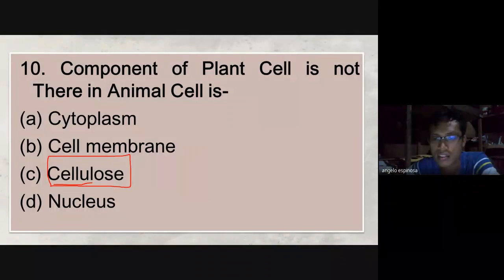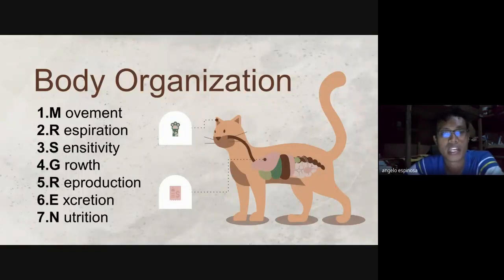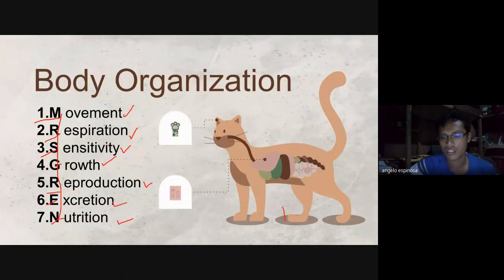Okay, let's proceed now to the next discussion. Hindi pa tayo tapos. It's body organization. So you have what we call Mrs. Green. Always remember that word, Mrs. Green. M for movement, R for respiration, S for sensitivity, G for growth, R for reproduction, E for excretion, and N for nutrition. Always remember this term. If you have visual aids, you can write MRSGREN, or Mrs. Green. That is used for movement, respiration, sensitivity, growth, reproduction, excretion, and nutrition of the animals.